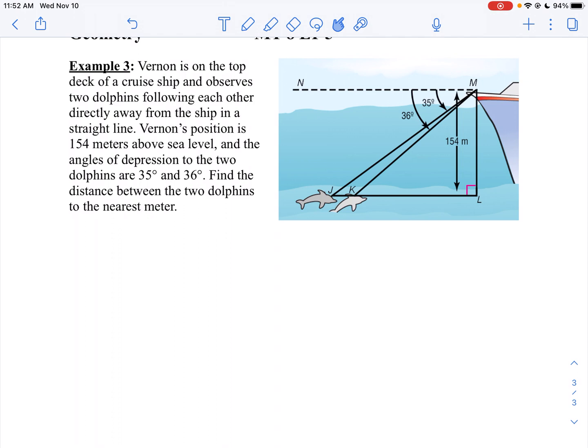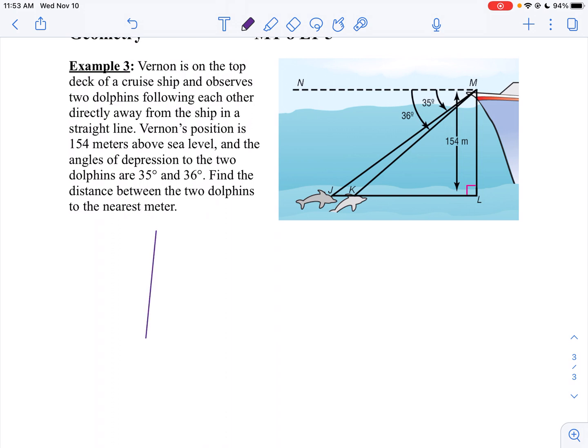So in other words, I want to find the distance from J to K. Notice J to K is not a side of a right triangle. So we're going to have to do this a couple of different ways. We're going to use two triangles. And please note, the closer you are to an object, the bigger the angle of depression. So when I model triangle MLJ, let's take a look at that one.